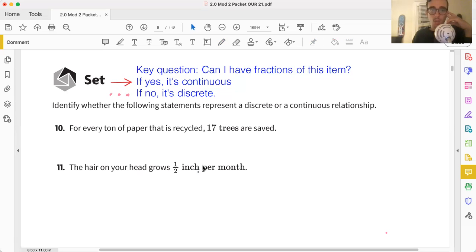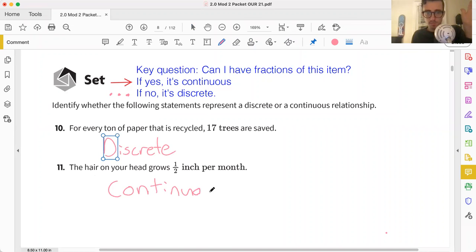Okay, we'll look at some of these. For every ton of paper that is recycled, 17 trees are saved. You cannot save a fraction of a tree. That would be kind of goofy. So it's discrete. However, in problem 11, you can have fractions of an inch of hair that grows on your head. So in that case, it's continuous. You have some other stories here. I'll leave them up to you to figure out.